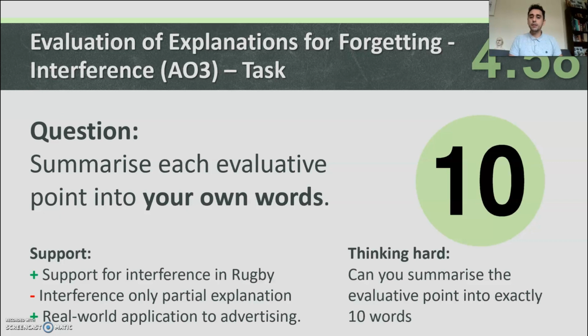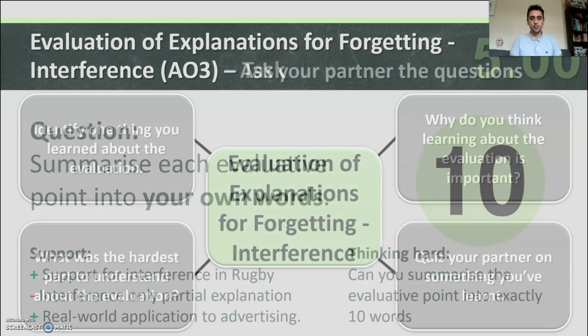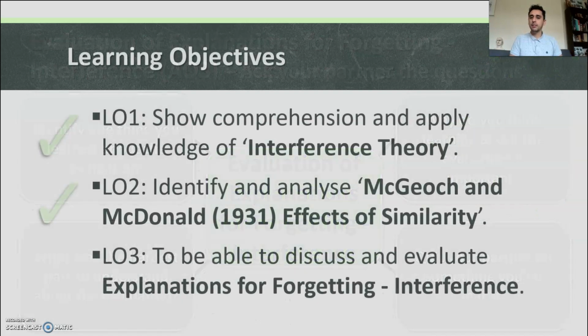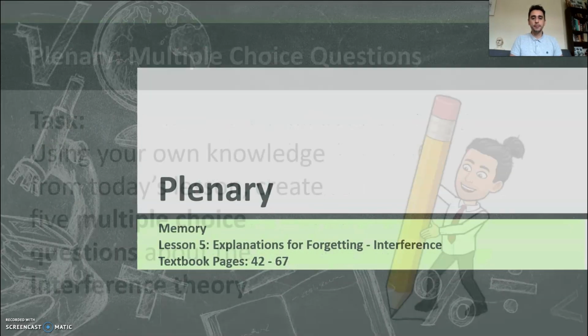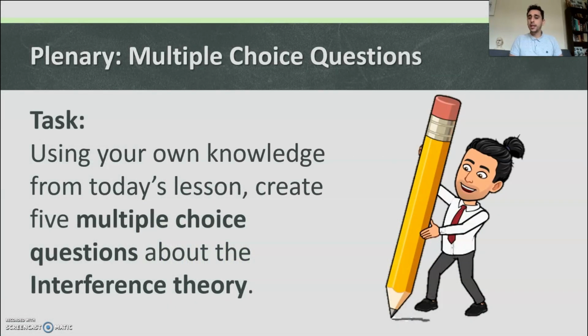Can you summarize each evaluator point into your own words? And if you want to challenge yourself, can you summarize each evaluator point into exactly 10 words? That's the evaluation. Learning objective 3, done. Right, here's the plenary task. Using your own knowledge from today's lesson, can you create 5 multiple choice questions about the interference theory? Feel free to give them to a friend to see if they can work them out.